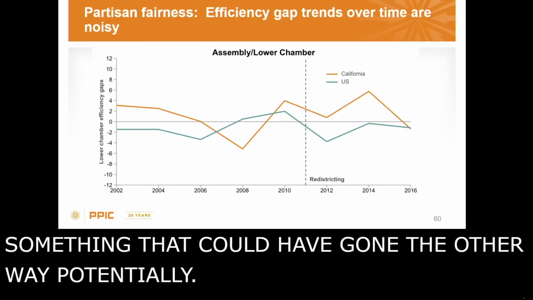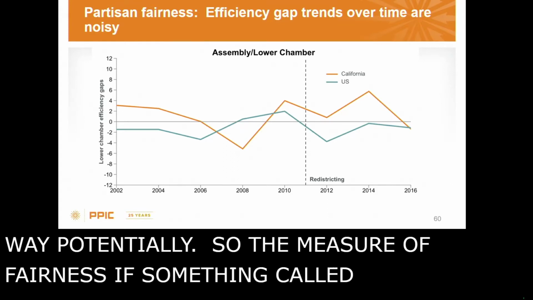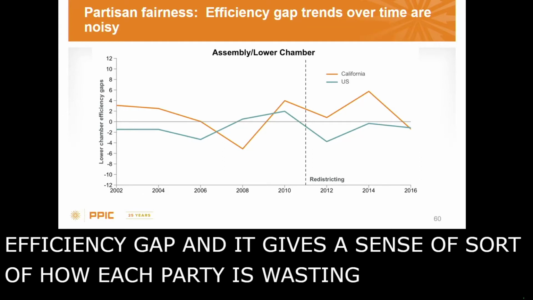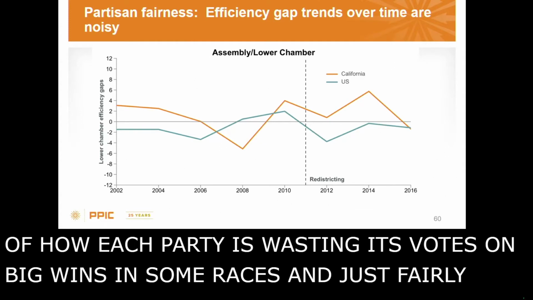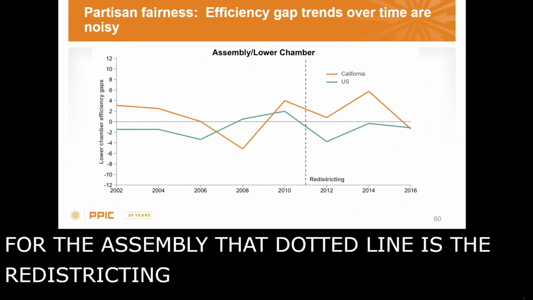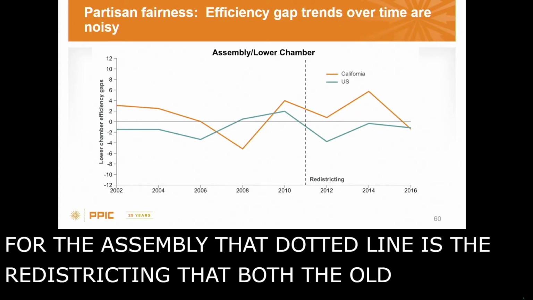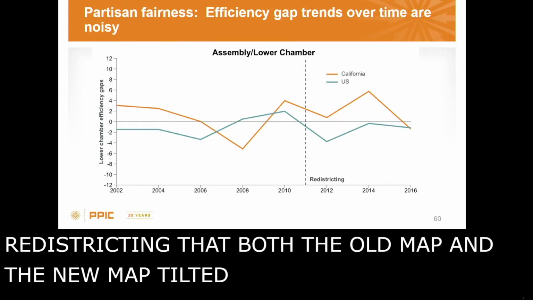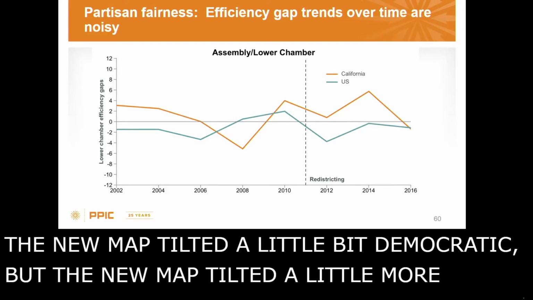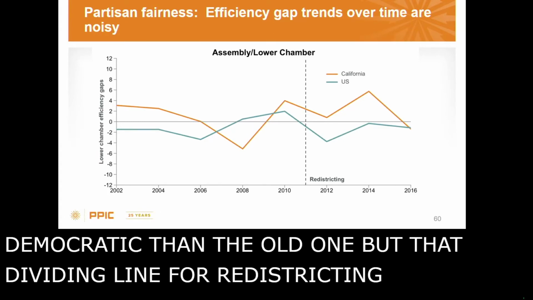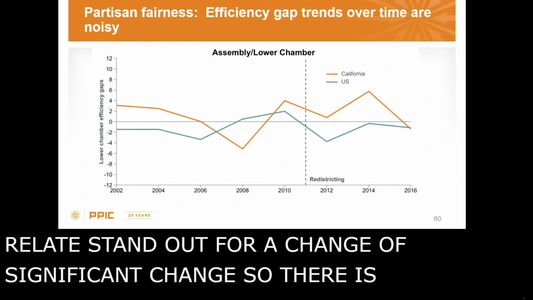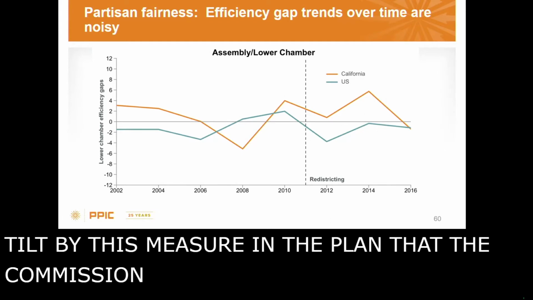The measure of fairness I'm going to use is something that I developed called the efficiency gap. It gives a sense of how each party is wasting its votes on big wins in some races and just barely losing in others. And what you can see here for the Assembly, where that dotted line is the redistricting, is that both the old map and the new map tilted a little bit Democratic, but the new map tilts a little bit more Democratic than the old one. That dividing line for redistricting doesn't really stand out as a place where anything significant changed. So there is a slight tilt by this measure in the plan that the commission drew, but likely largely by accident.